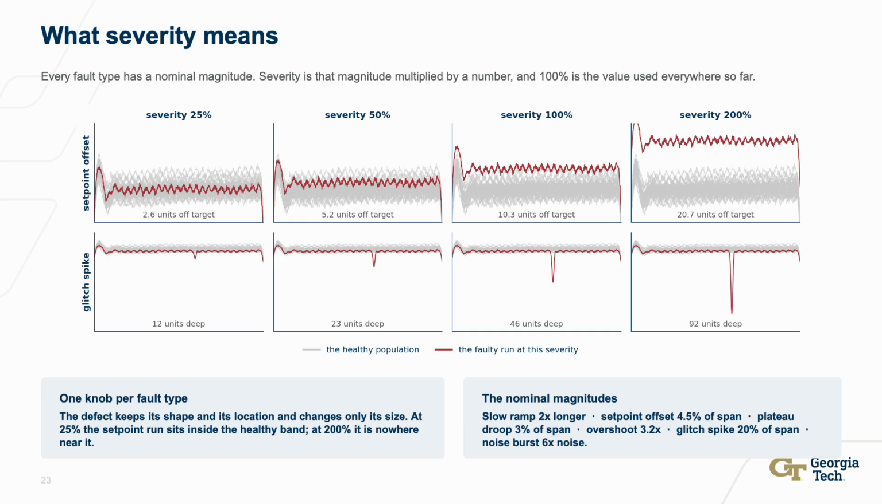Second, at low enough severity, a fault is genuinely indistinguishable from a healthy variation, which is a property of the data and not the shortcoming of the method. That is what the next slide measures. For every fault type, how large a defect has to be before the detector reliably sees it.